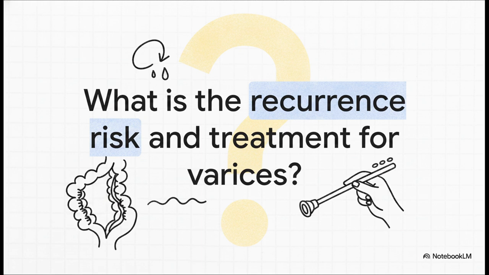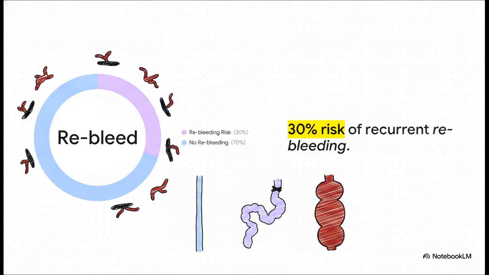Statistically speaking, what is the risk that this patient is going to start bleeding again, and what is your first-line endoscopic weapon to stop it? Well, it's a sobering stat, but there's a 30% risk of recurrent rebleeding right within that acute hospital stay, especially if you're dealing with older or highly comorbid patients. Your first-line weapon of choice here is endoscopic variceal band ligation, or EVL. You literally go in and tie off those bleeding veins.